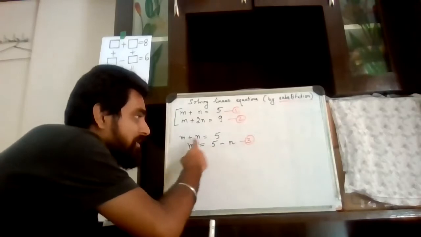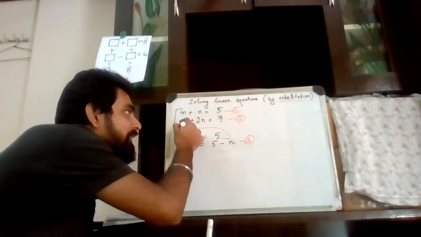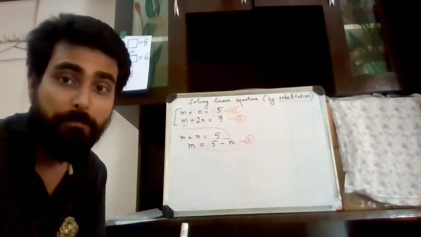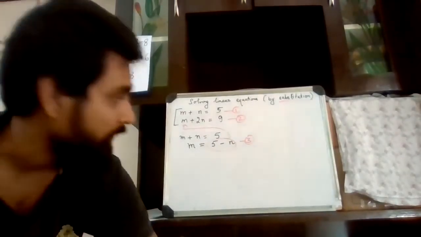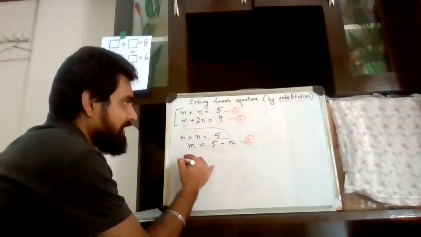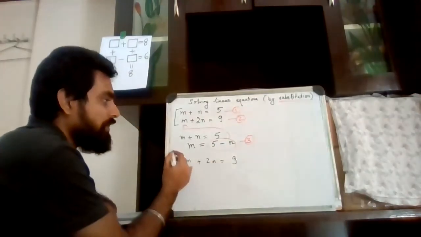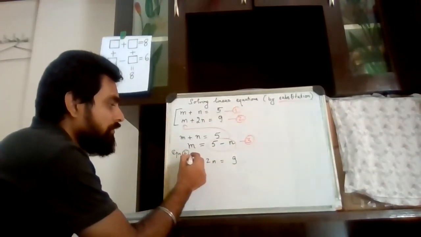So I'm going to take this third one, and put this value 5 minus n in place of m in the second equation. Pay close attention to me. I'm going to copy the second equation as it is: m plus 2n is equal to 9. This is equation 2.